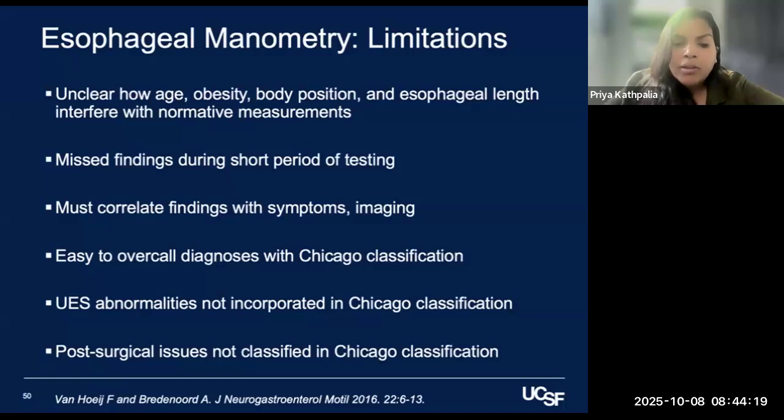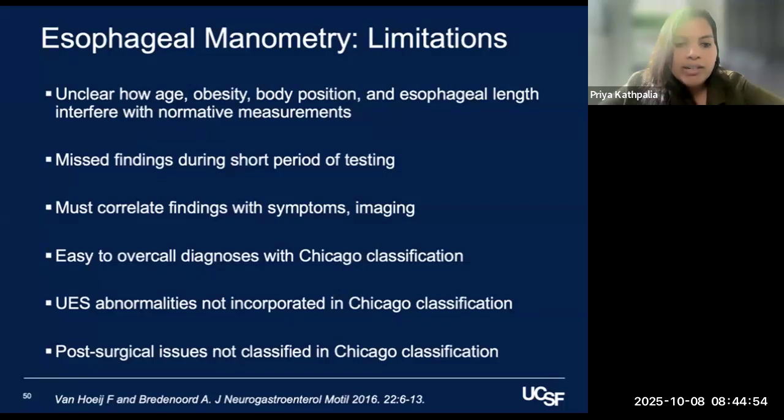It is also easy to overcall diagnoses with the Chicago classification. And so that's part of the reason, as I alluded to in the most recent classification, they changed that IRP to the 10 to 15 range because people were getting overcalled with achalasia or outflow obstruction, and they might have been in this 10 to 15 range, and it may have had more of a normal motility overall.